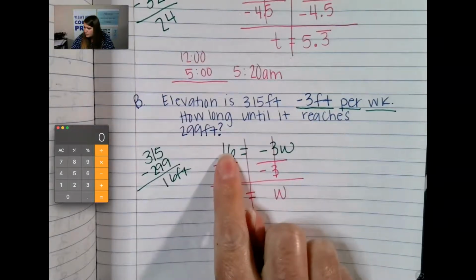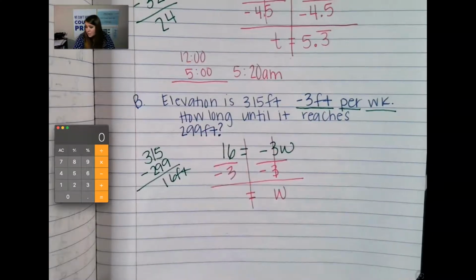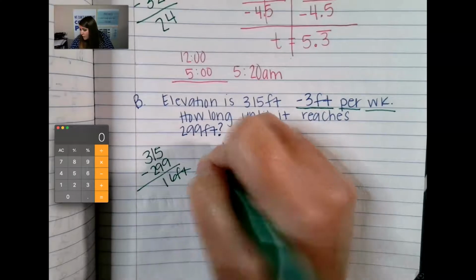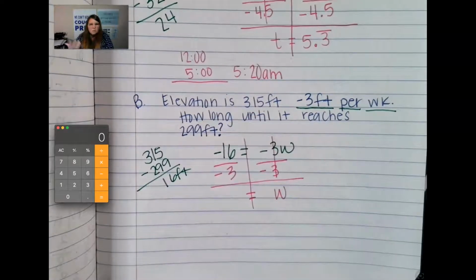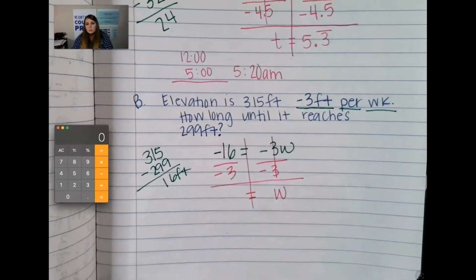Oh, and this should have been -16 because it was going down. I forgot my negative. Okay, it wouldn't make sense for us to have negative weeks. So that's why I was thinking, man, I messed up here. So make sure that your answer makes sense in math.